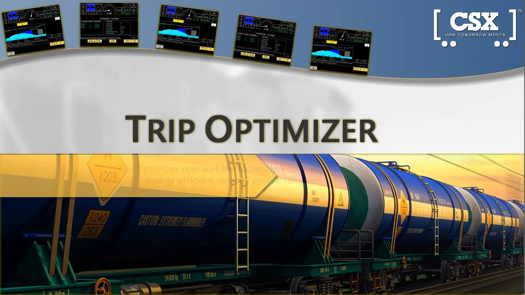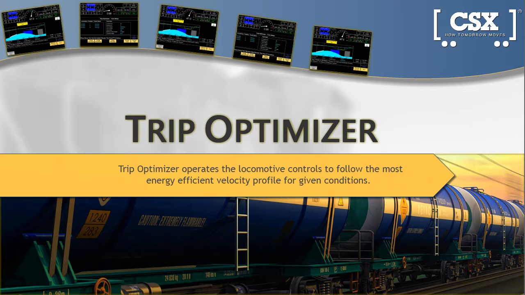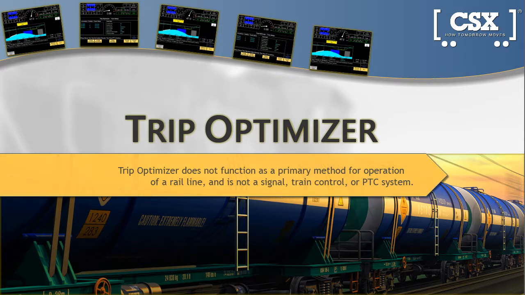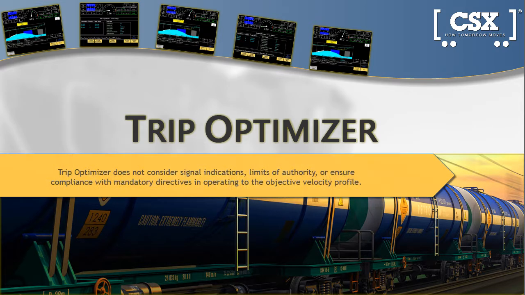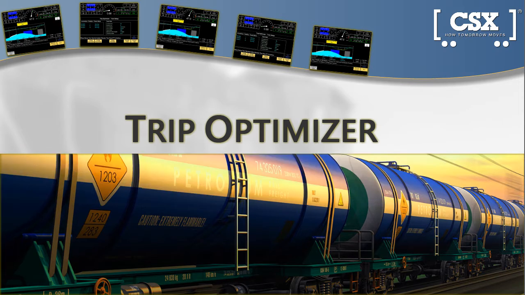Trip Optimizer operates the locomotive controls to follow the most energy-efficient velocity profile for given conditions. Trip Optimizer does not function as a primary method for operation of a rail line and is not a signal, train control, or PTC system. Trip Optimizer does not consider signal indications, limits of authority, or ensure compliance with mandatory directives in operating to the objective velocity profile. Let's get started.